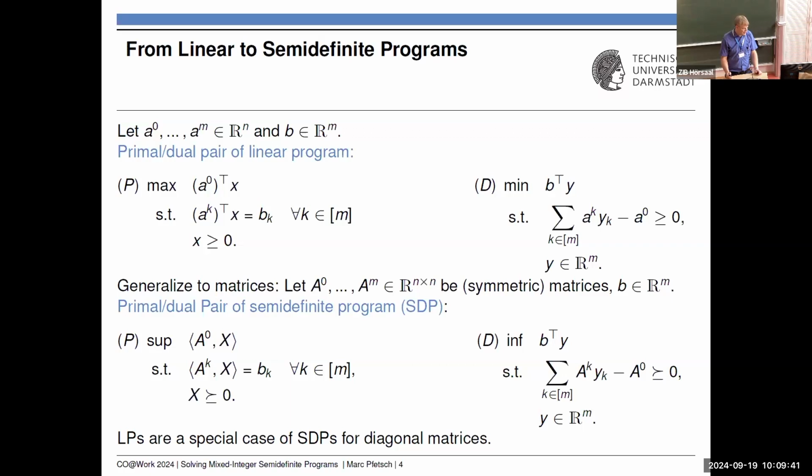I'm not quite sure whether I understood the question, but you're asking why I'm using supremum and infimum instead of maximum and minimum. Yes, the problem is that with SDPs, the optimal value might not be attained. That's different from linear programming. I'll come back to that on the next slide. There are certain conditions which guarantee that it's attained, but it's not always attained. Any more questions?